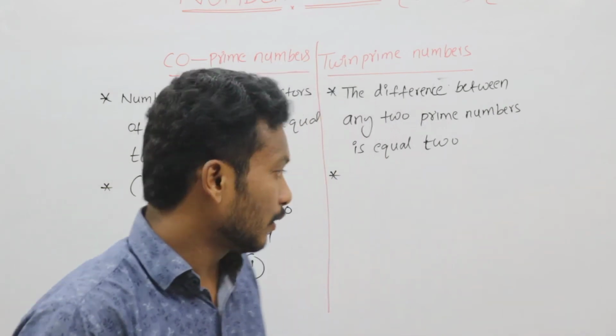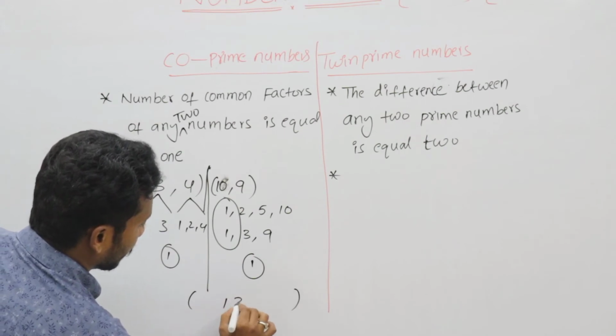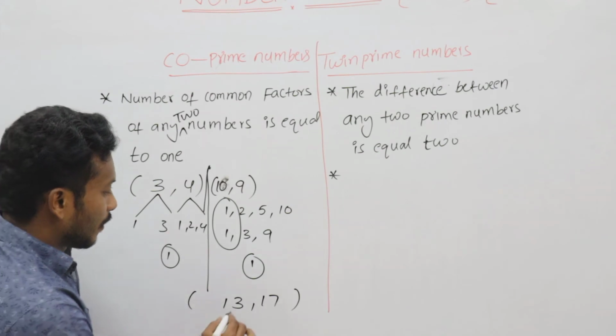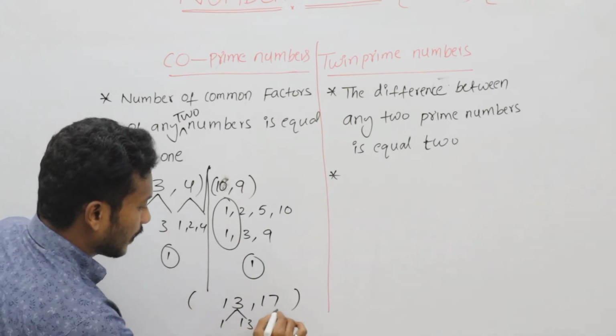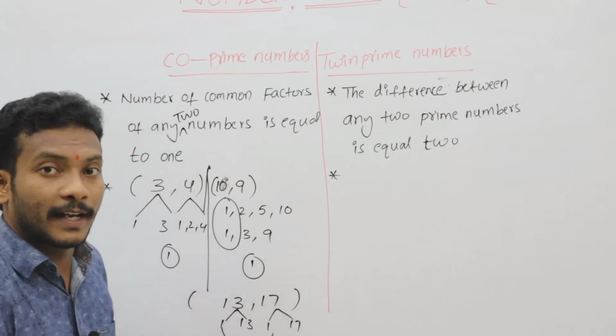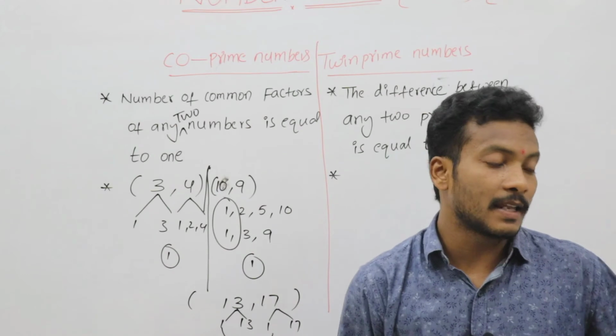Now another example, 13, 17. The factors are 1, 13, and 1, 17. How many are common? Only one number is common, that is, only one factor is common.